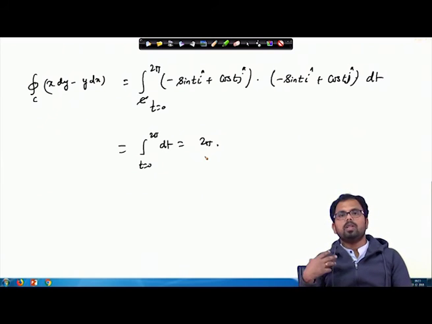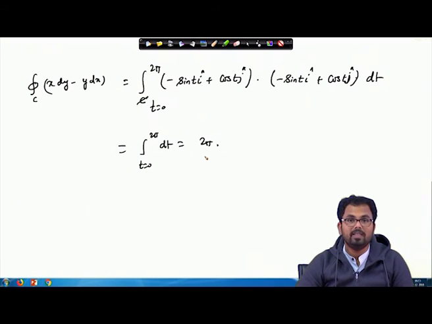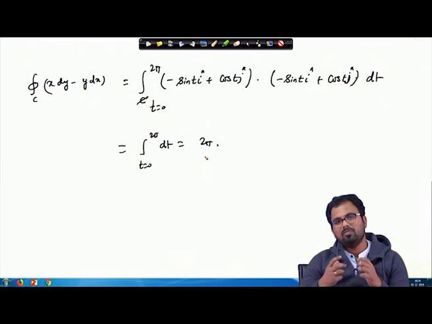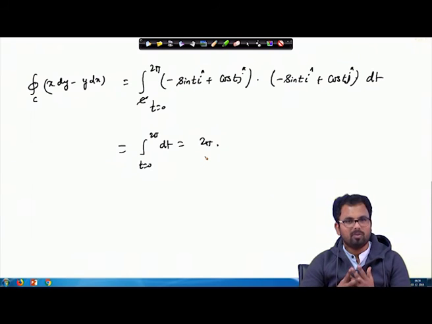Sometimes you are not given the function f, and there you have to actually obtain the vector function f. It is also a small trick, it is not complicated, it is very easy to see what our function f can be.